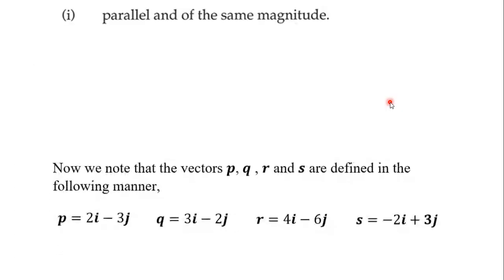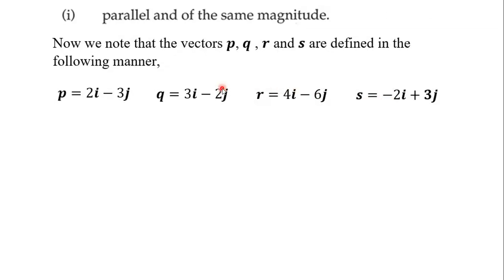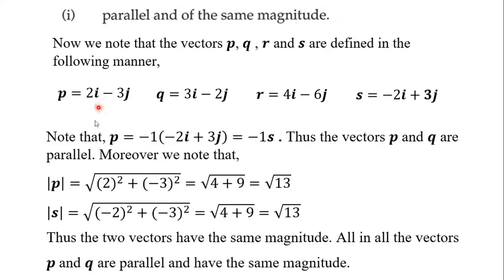So we're looking from these four vectors that we are given, P, Q, R, and S. We are looking for the vectors that are parallel and have the same magnitude. Now, let's consider this vector P, and let's consider the vector S. Are they parallel to each other, and do they have the same magnitude? Note that we could write P in this way.